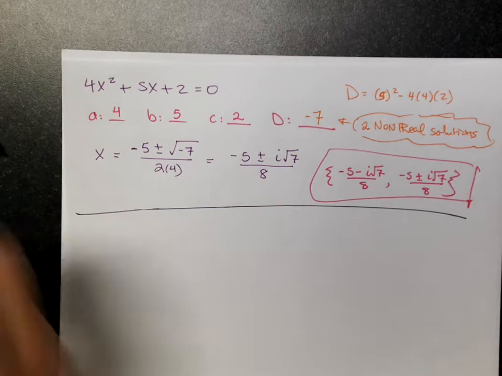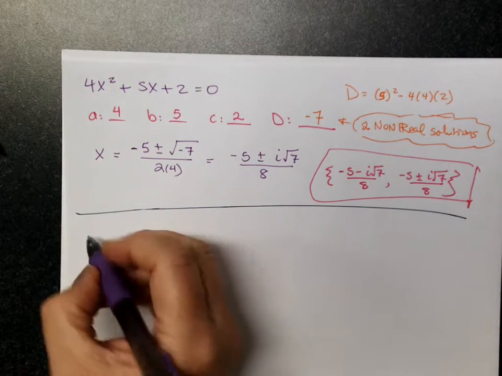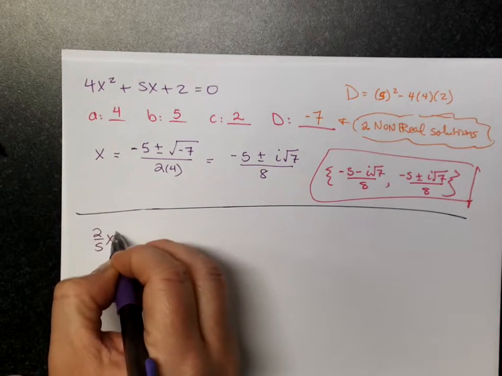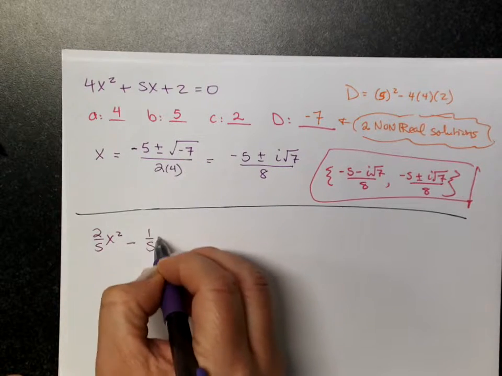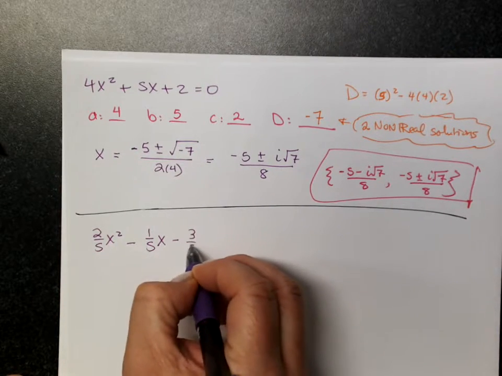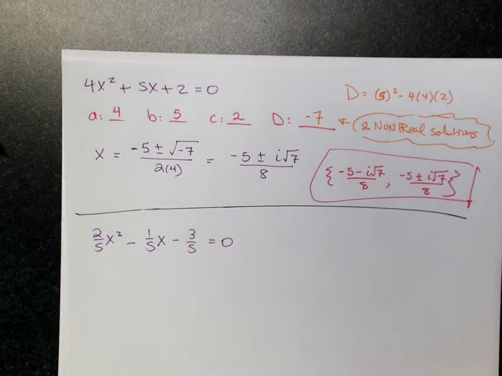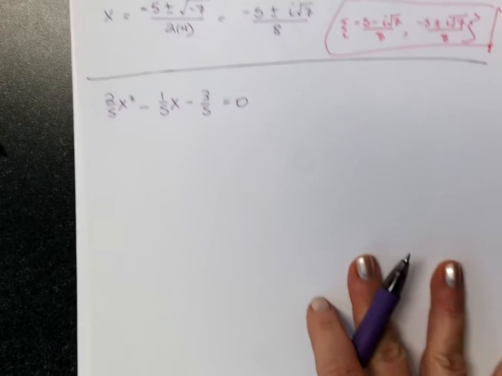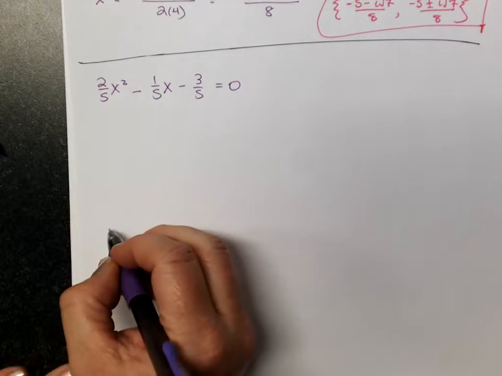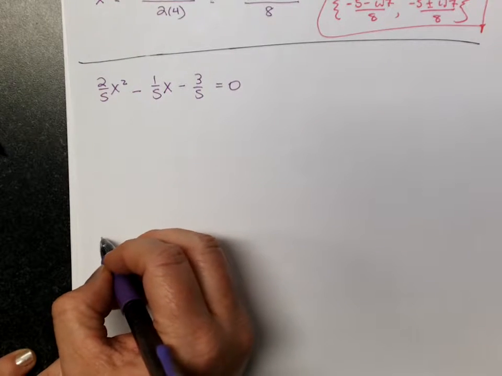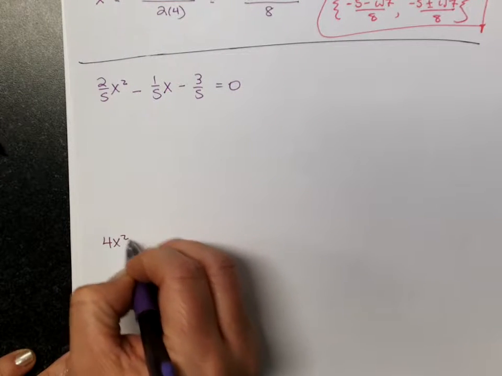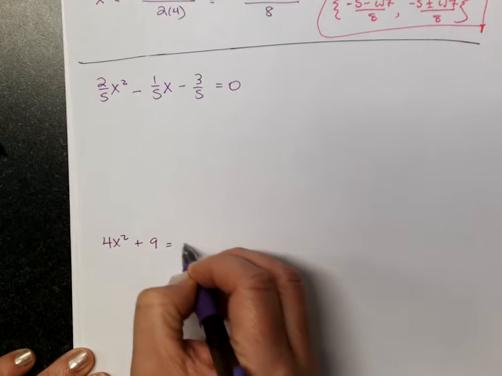Okay. So here's one with fractions: 2/5 x squared minus 1/5 x minus 3/5 equals 0. And I'm also going to put one more up here, so whatever time we have left, we can work through these. 4x squared plus 9 equals 12x.